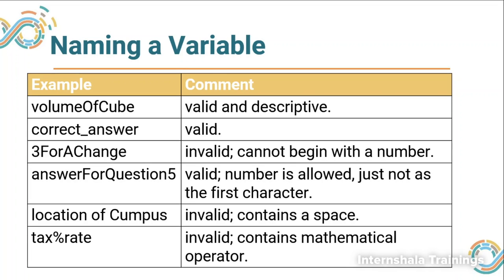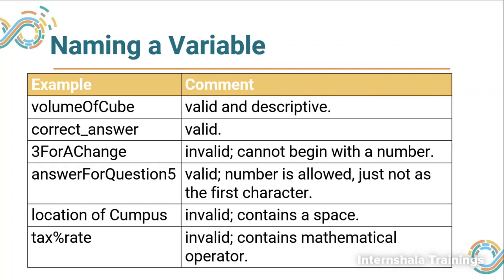Next I have 3forAChange. Well, it is clear but not valid because a number cannot be at the beginning of the name of a variable. Next one we have answerForQuestion5. It's valid, descriptive. A number can come in between or at the end but not at the beginning. Next one that we have is "location of campus". It is very descriptive but not valid because the name of the variable should be a single word. Here we have three words, so spaces are not allowed.